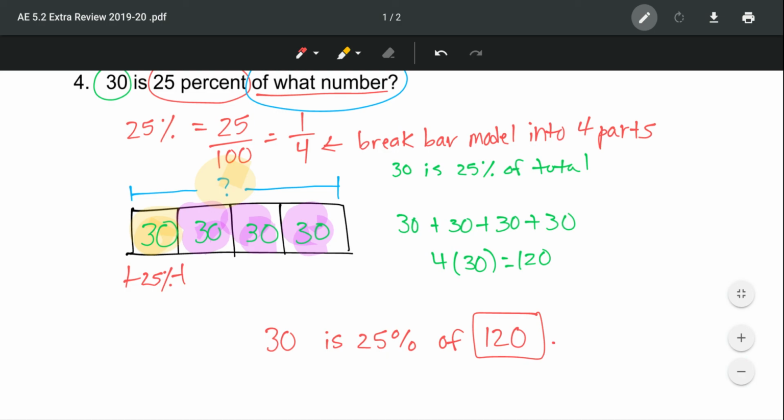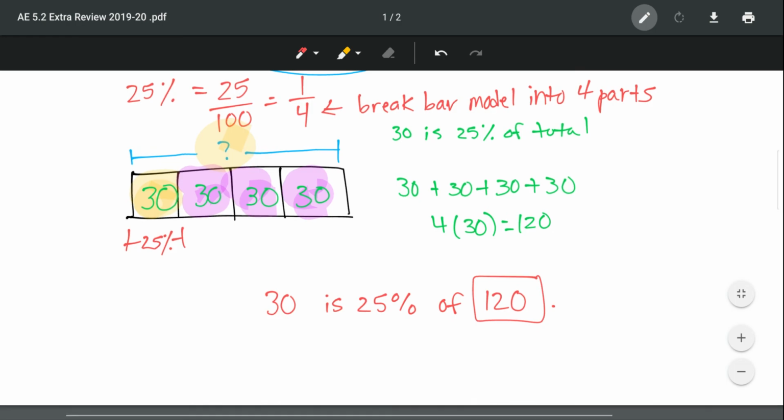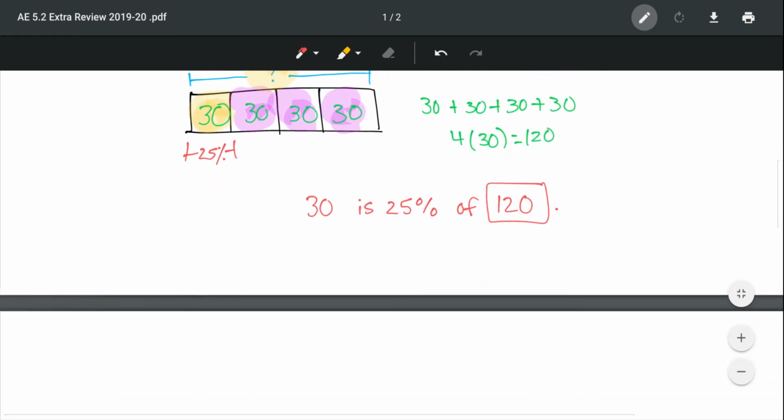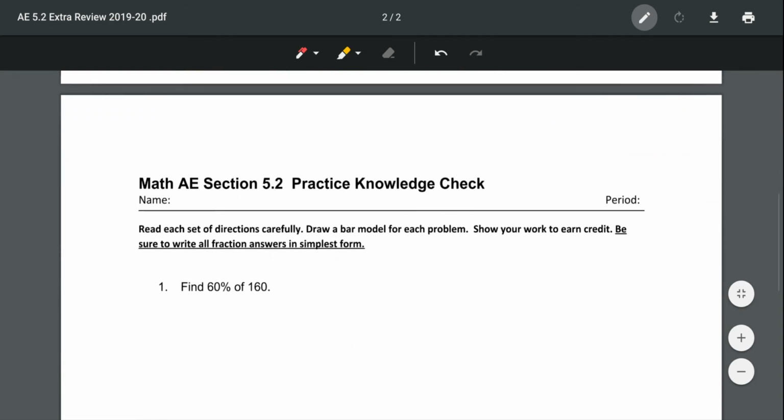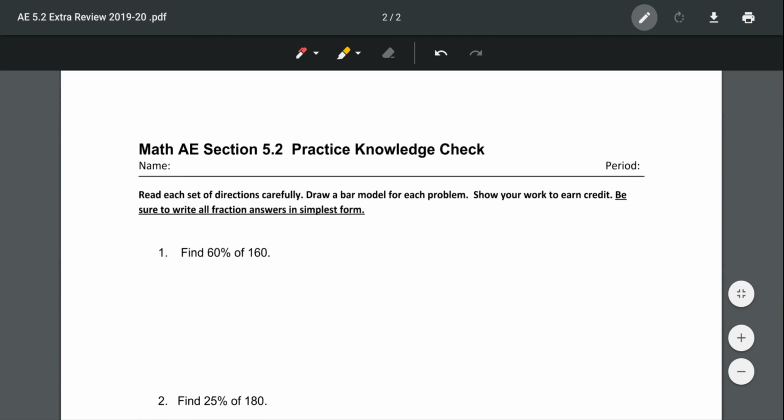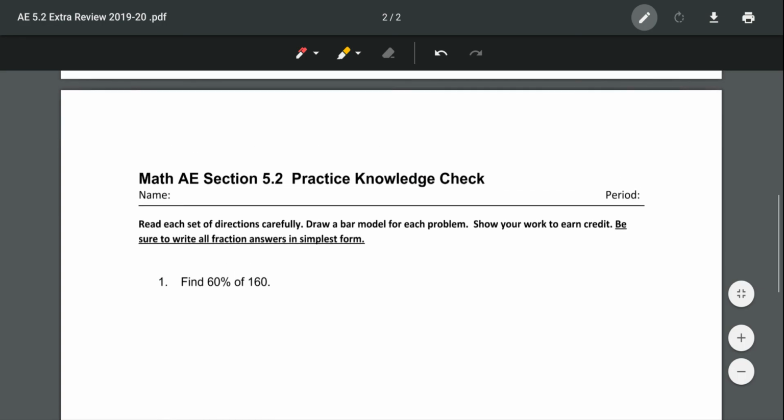Now that you've reviewed, you want to try the practice knowledge check on your own, which is on a separate link. Try that on your own and then check your answers using the key that's posted.